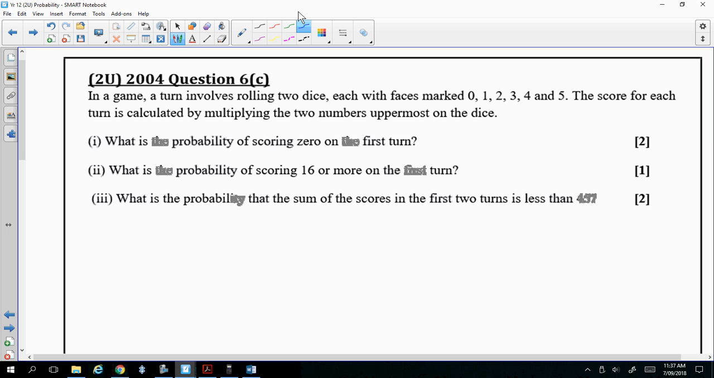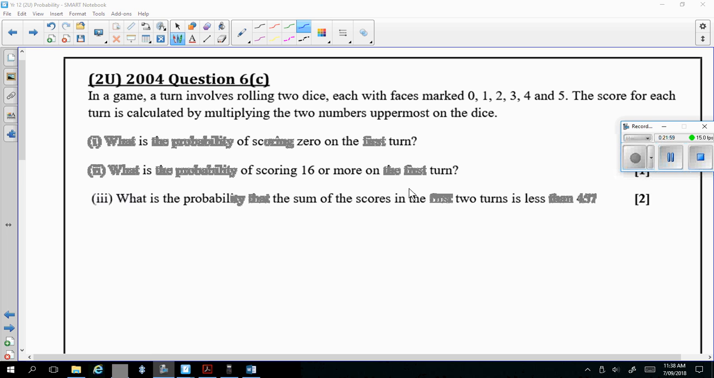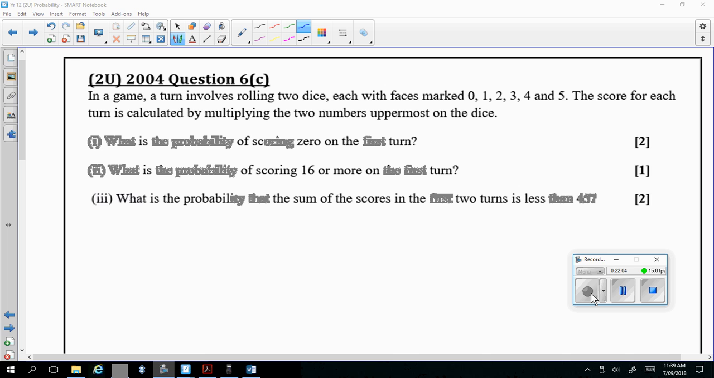Use tables to list the outcomes. So try to draw a table, or you don't have to draw a table, but you know there will be 36 outcomes altogether, and find which outcomes will result in a score of 0. Okay, think about it. Let's continue. So there are 36 outcomes.